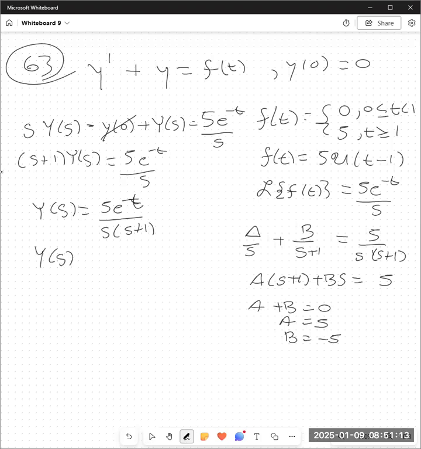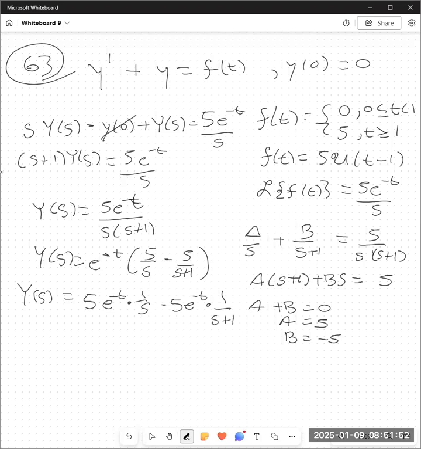So capital Y of s is going to be e to the negative s times 5 over s minus 5 over s plus 1. So capital Y of s is equal to 5e to the negative s times 1 over s, minus 5e to the negative s times 1 over s plus 1.